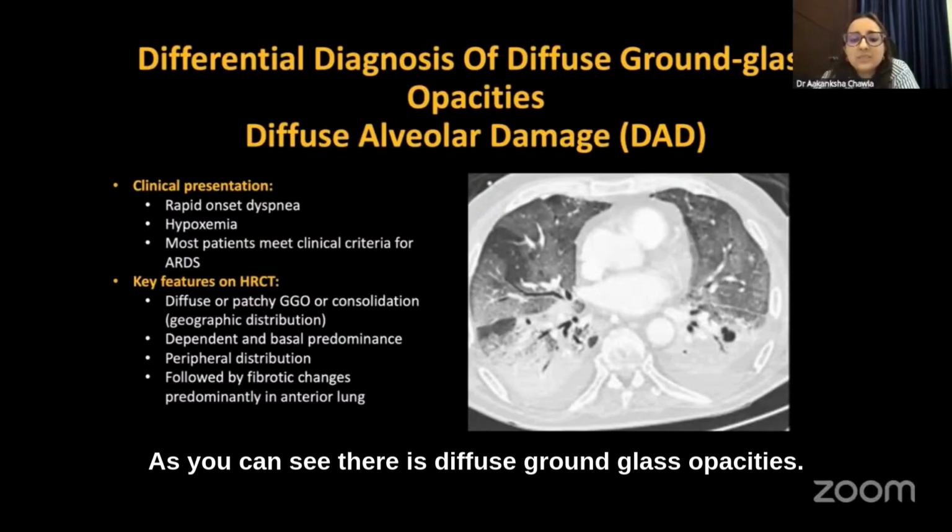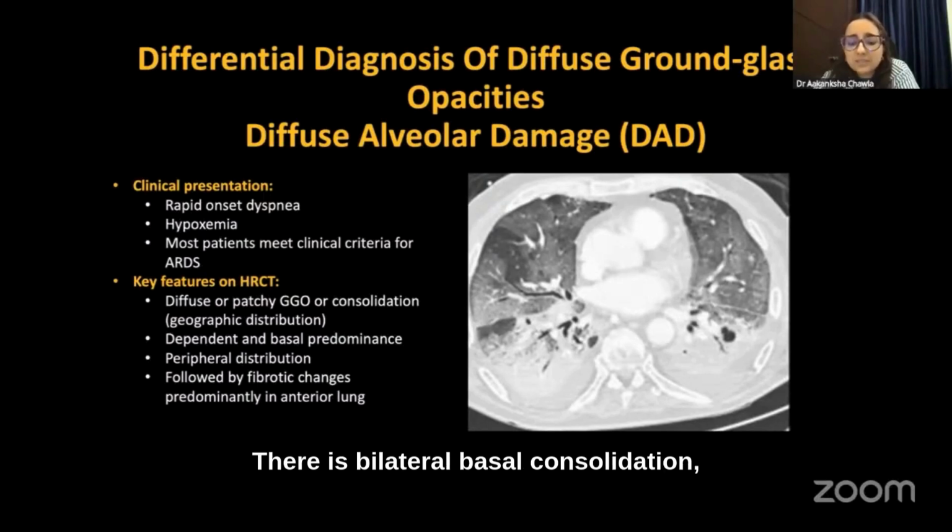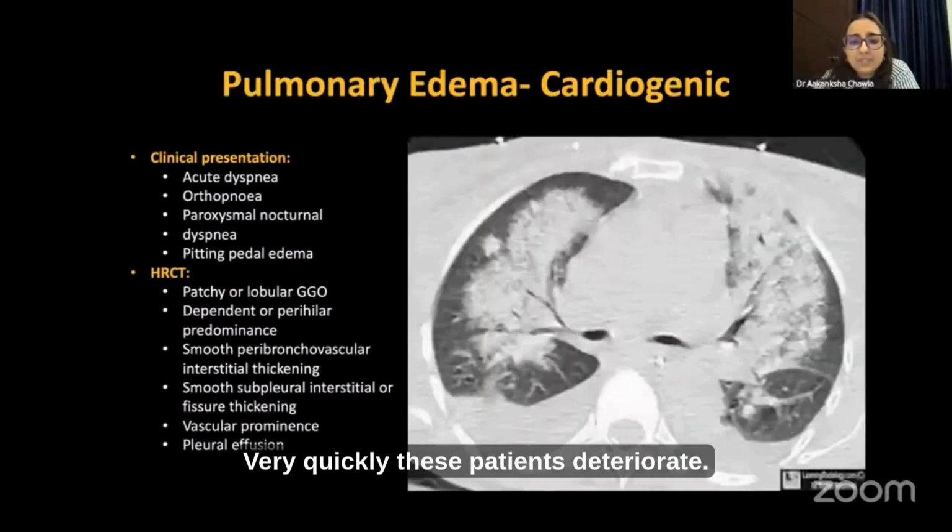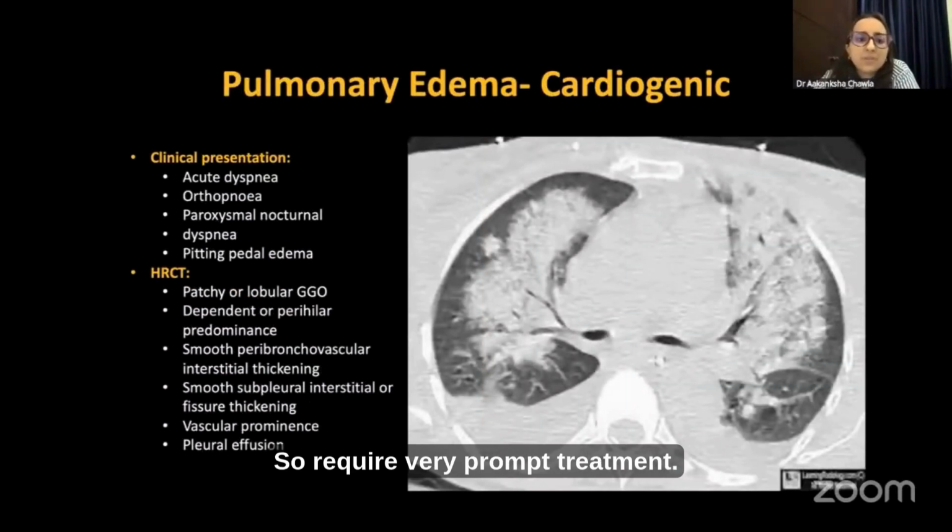As you can see, there are diffuse ground glass opacities, there is bilateral basal consolidation, with dependent basal predominance. So, diffuse alveolar damage would present like this. It's a very rapid onset. Very quickly, these patients deteriorate. So, you require very prompt treatment.